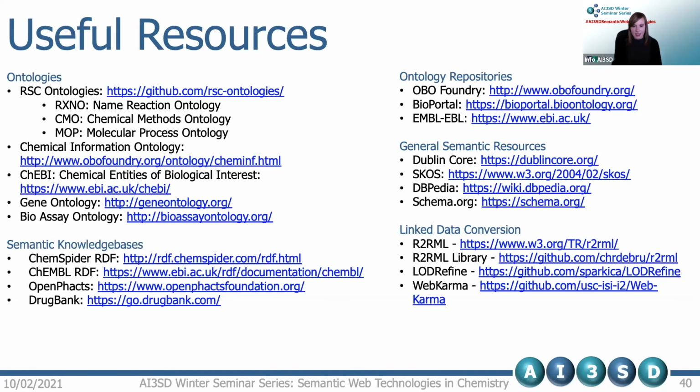We have DBpedia, which is a crowdsourced effort to extract structured data from Wikipedia. And finally, we have schema.org, which is an ontology community where ontologies are collaboratively developed. I've also added some links to the linked data conversion tools that I mentioned earlier. So a link to the RML mapping language and the library I found most useful to implement it, and links to Linked Open Data Refine and Web Karma.